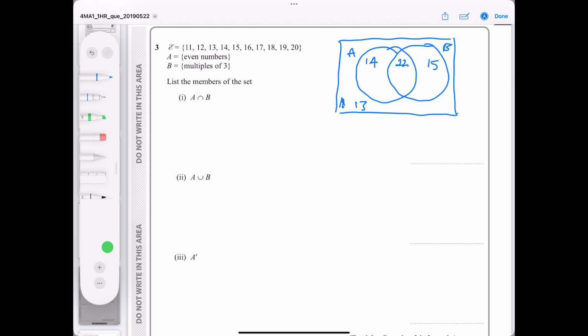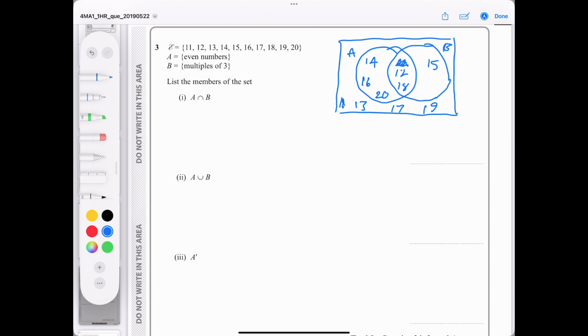16 is an even number. 17 is not anything. 18, well, it is, but it's not. Anyway, 18 goes into the multiples of 3, and, silly me, it also goes into the middle. So that is 12, 18. 19 is a prime, and 20 goes over here.